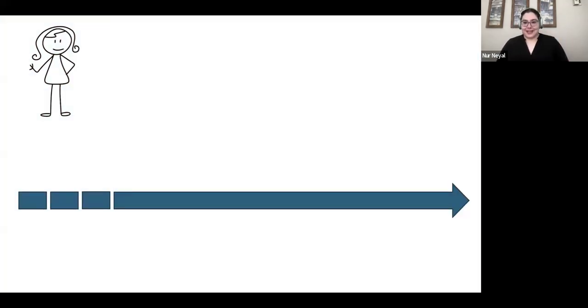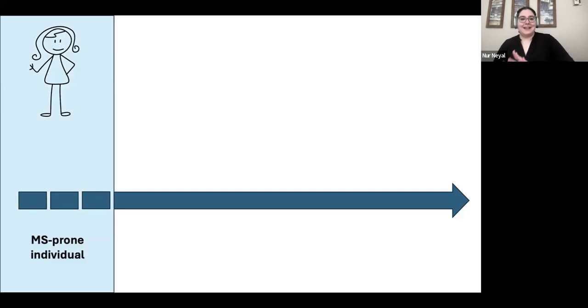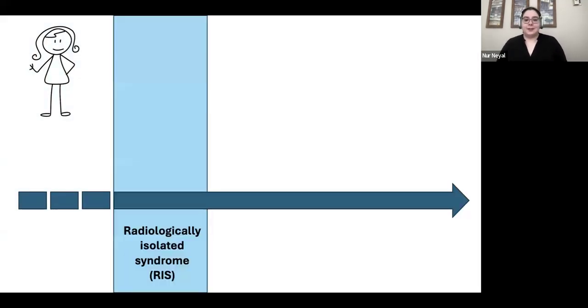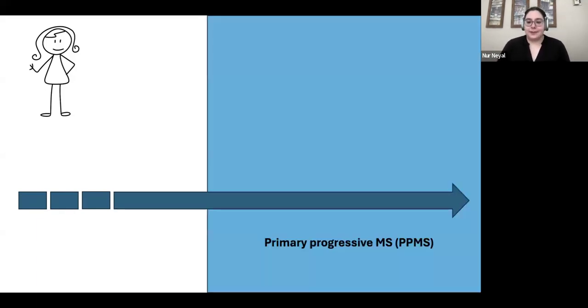Again, let's say Jane is an MS-prone individual, and she again developed inflammation but doesn't show any symptoms. We again call her radiologically isolated syndrome, but she directly started having progressive decline rather than relapses. Now we call her primary progressive MS because the disease course started with progression, so it's primarily progressive.